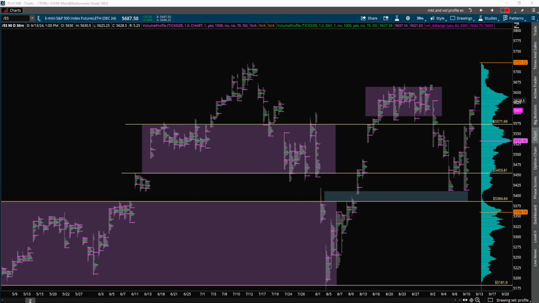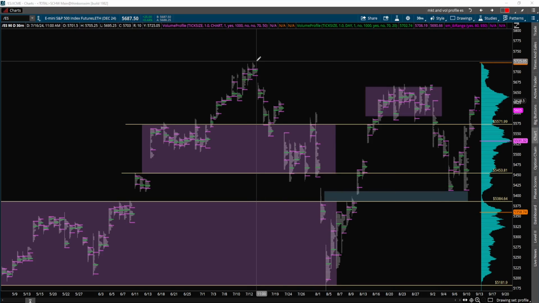Let's take a look at the indexes, starting with the E-mini S&P 500 futures. Looking at this volume profile chart only, you can see that the value continues to move higher. That means the market is accepting these higher prices. We're basically looking for the auction to move back up above this little balance area here, somewhere around the 5660 area. Then, once it breaks out of this balance area, we could be looking at this high here.